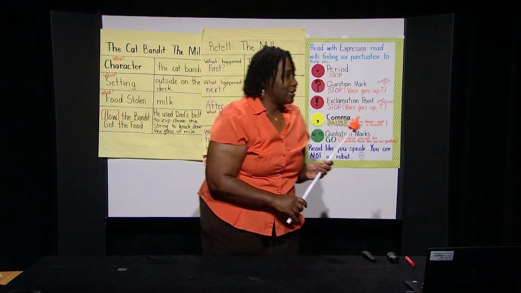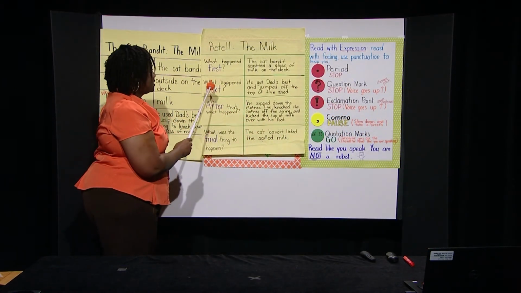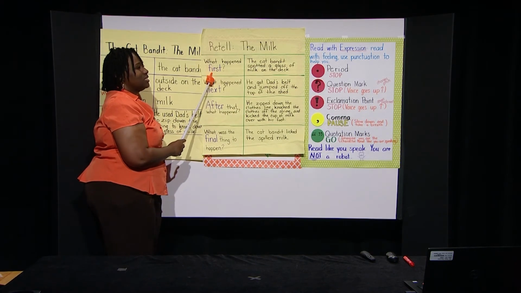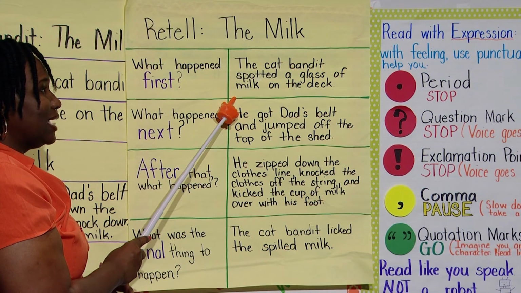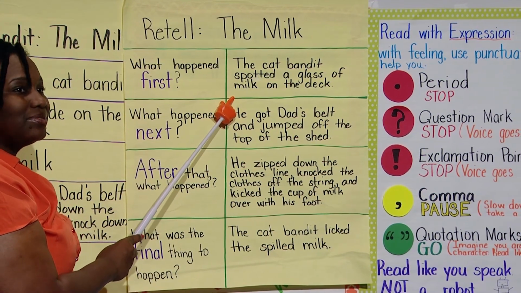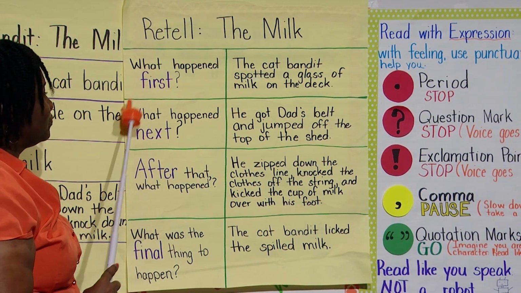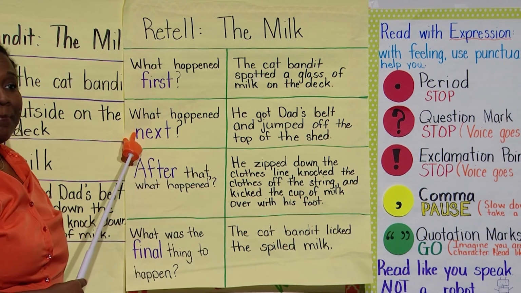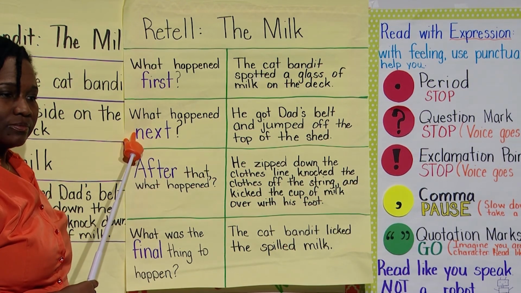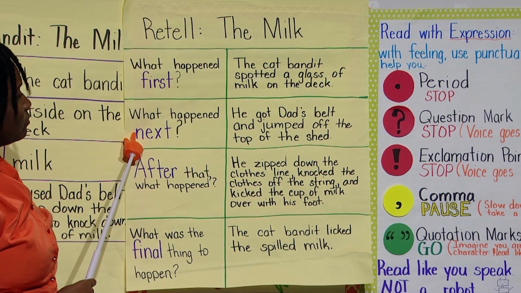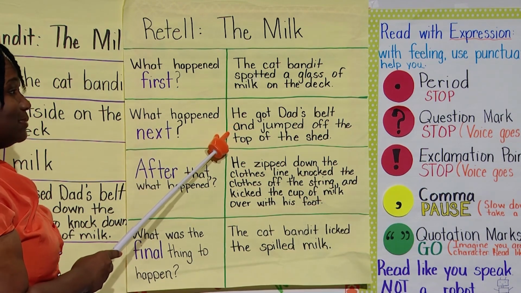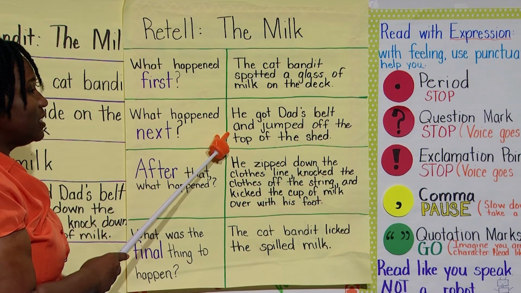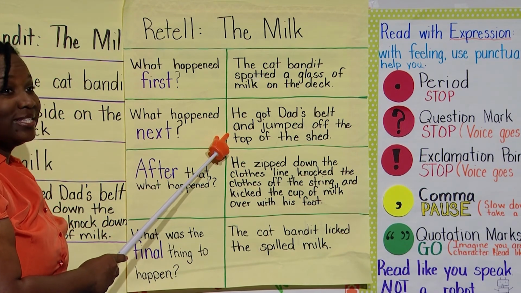What happened first? Let's think. The cat bandit spotted a glass of milk on the deck. That's what happened first. What happened next? He got Dad's belt and jumped off the top of the shed. That's exactly what he did.